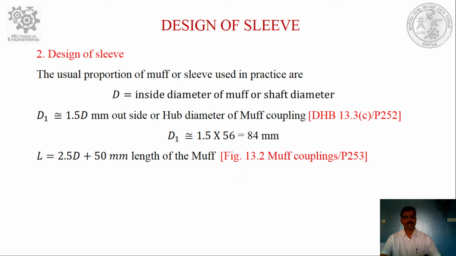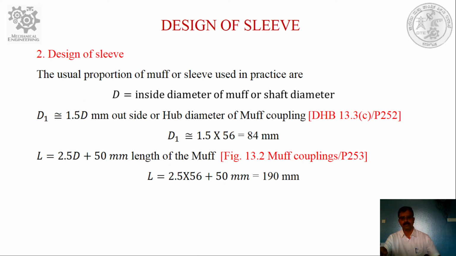Now the length L is equal to 2.5 D plus 50 millimeter, the length of the muff. This relation is also obtained from figure 3.2, muff coupling, page number 253. Now L is equal to 2.5 into 56 plus 50, that gives 190 millimeter. Now we have the inside diameter of the muff, the outer diameter of the hub, and L, the length of the muff, is equal to 190 millimeter.